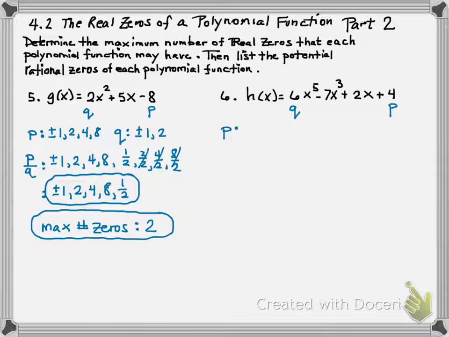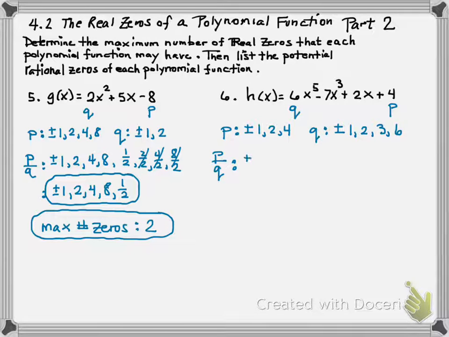Alright, so my p's, those are my factors of 4. That's going to be plus or minus 1, 2, and 4. Where my q's, that's going to be factors of 6. So that's plus or minus 1, 2, 3, and 6. So now my possible zeros, alright, that's going to be my p over q.